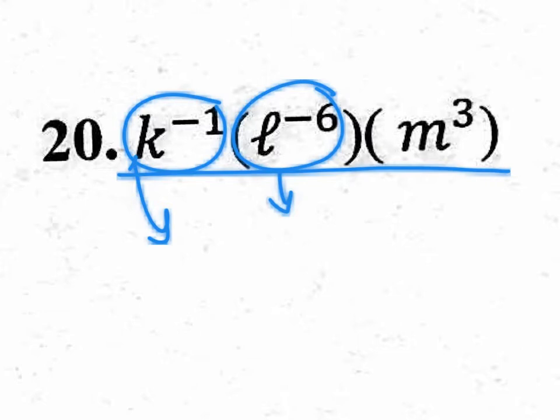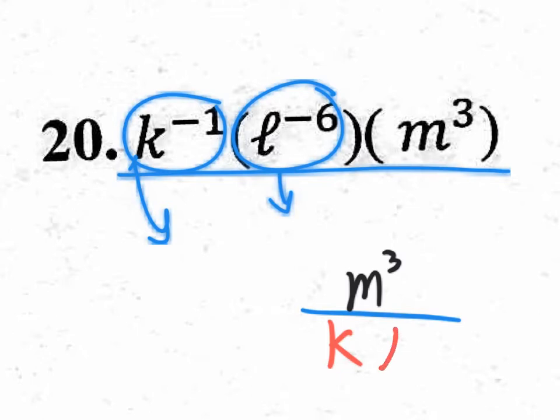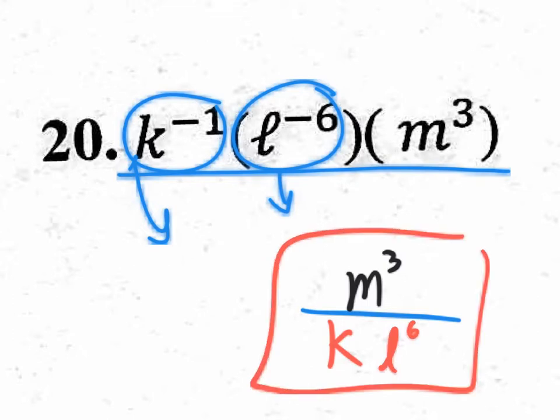Now, once again, whenever you do have parentheses, if you notice that there is no exponent to distribute, you could just erase the parentheses. They're unnecessary. So let's rewrite our fraction. And up on top, I have that m to the third that did not change. And on the bottom, I have the k to the 1 because you moved it from the top to the bottom, so it became positive. And this is also going to become positive, so that on the bottom is going to be an L to the 6th power. And that's your answer for number 20.